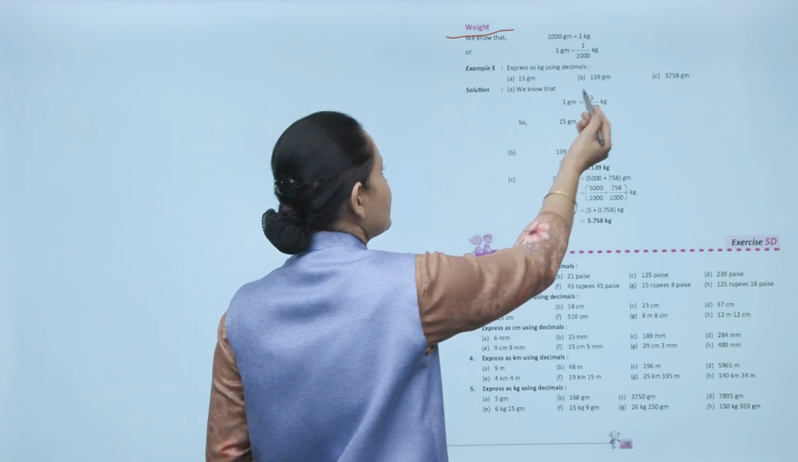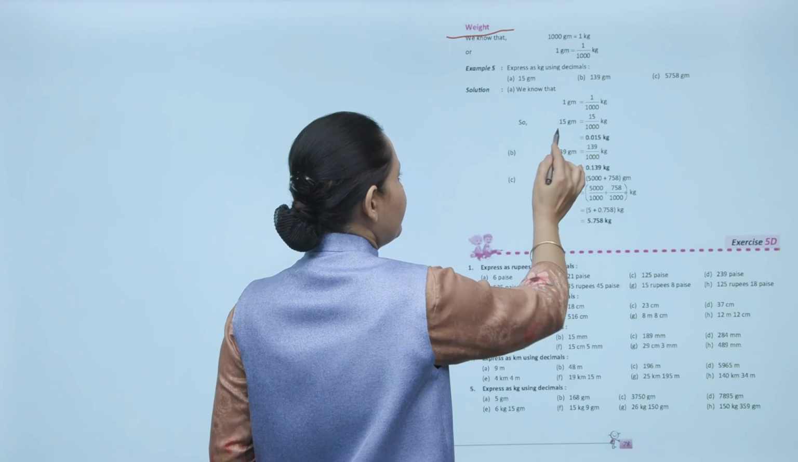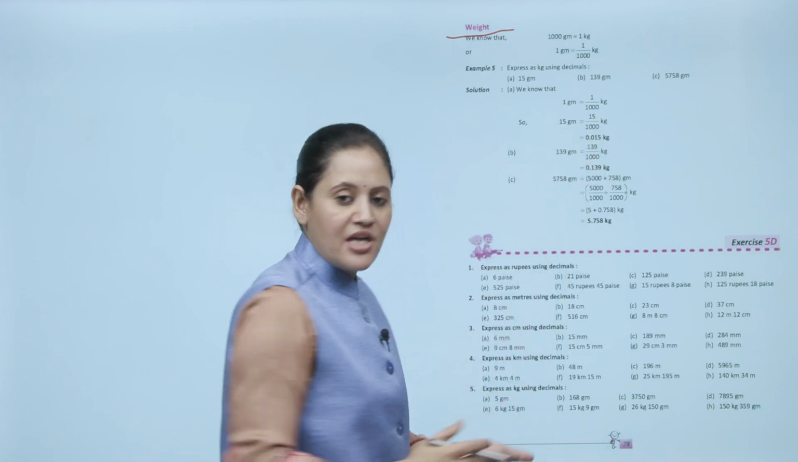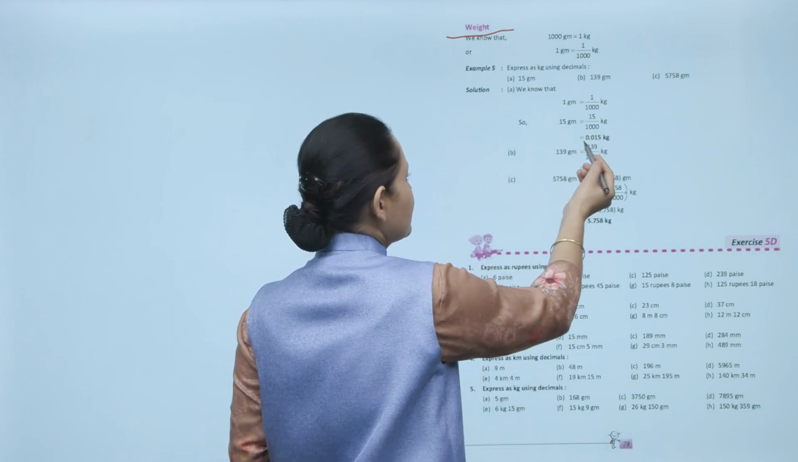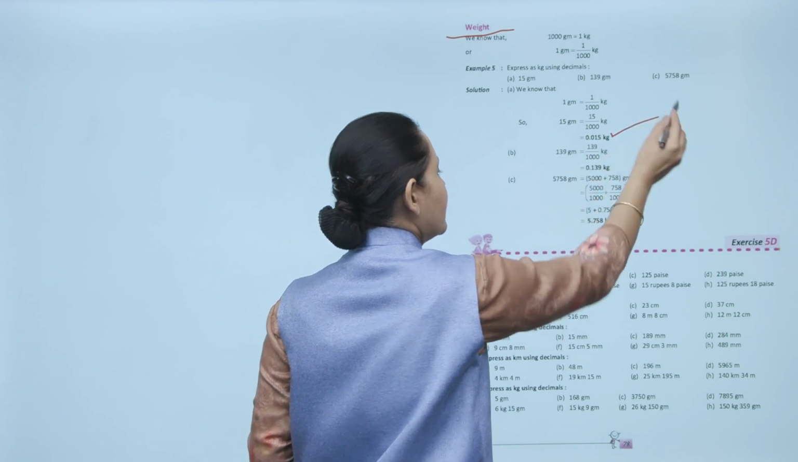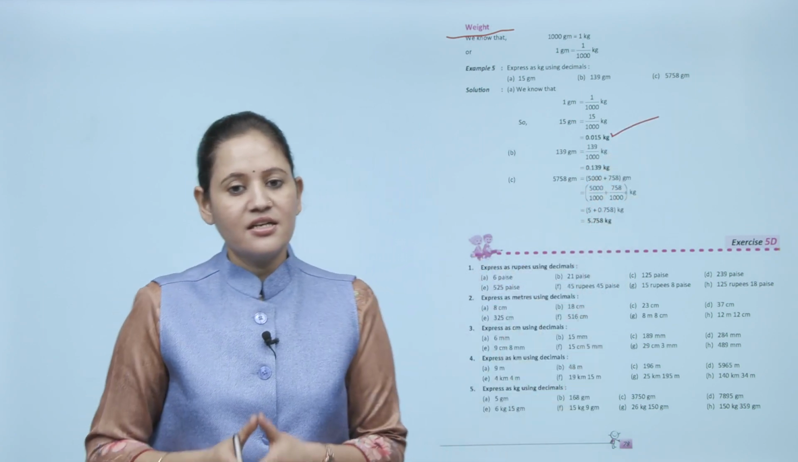We know that 1000 gram equals to 1 kilogram and 1 gram equals to 1 upon 1000 kilogram. Example, express as kg using decimal. 15 gram को हमें convert करना है किलोग्राम में. So we'll divide with 1000. 1 gram equals to 1 upon 1000 kg. 15 gram equals to 15 upon 1000 kg. That is equals to 0.015 kg. Clear? Next, exercise 5D.